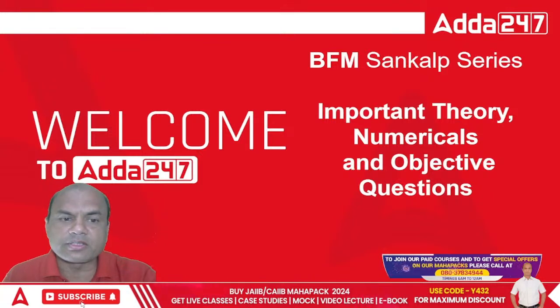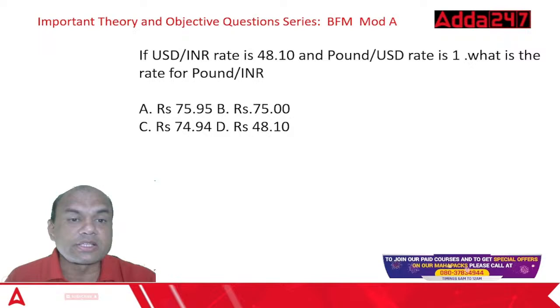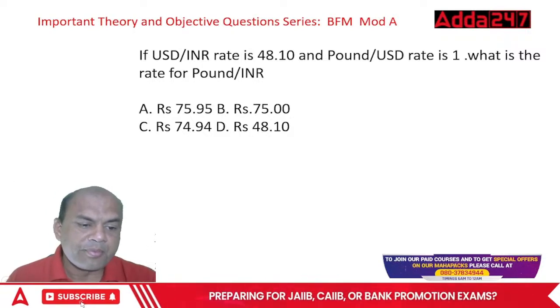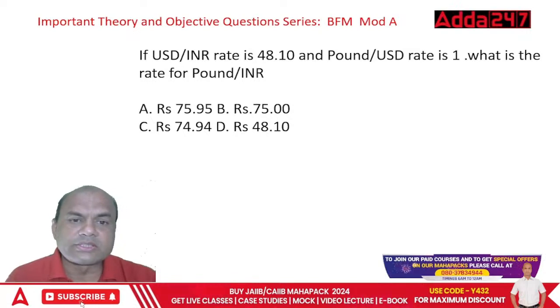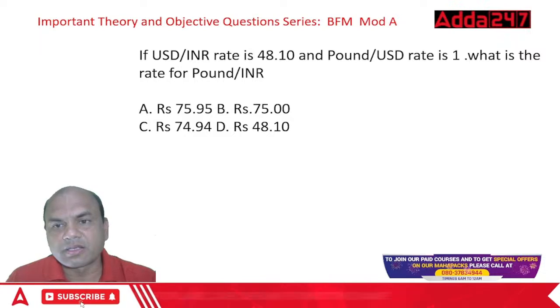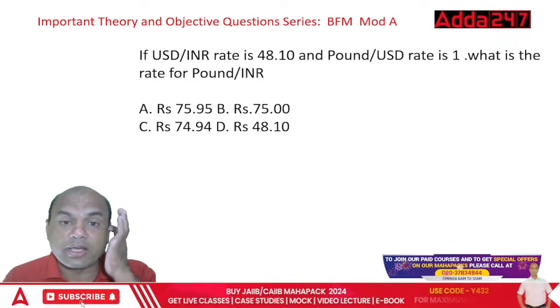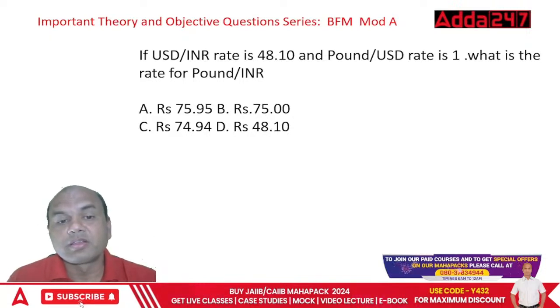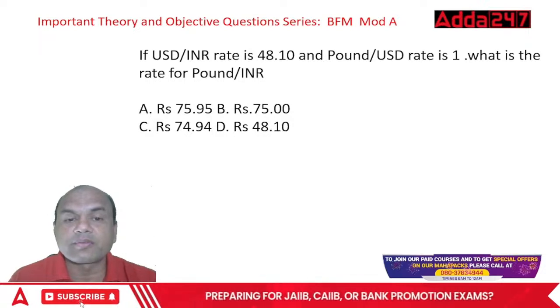Today we'll be solving some numericals as well as some one-liners. So let's start with this first one. The USD INR rate is 48.10 and the pound to USD rate is 1. What is the rate of pound to INR? Now first tell me, which rule will be used over here?